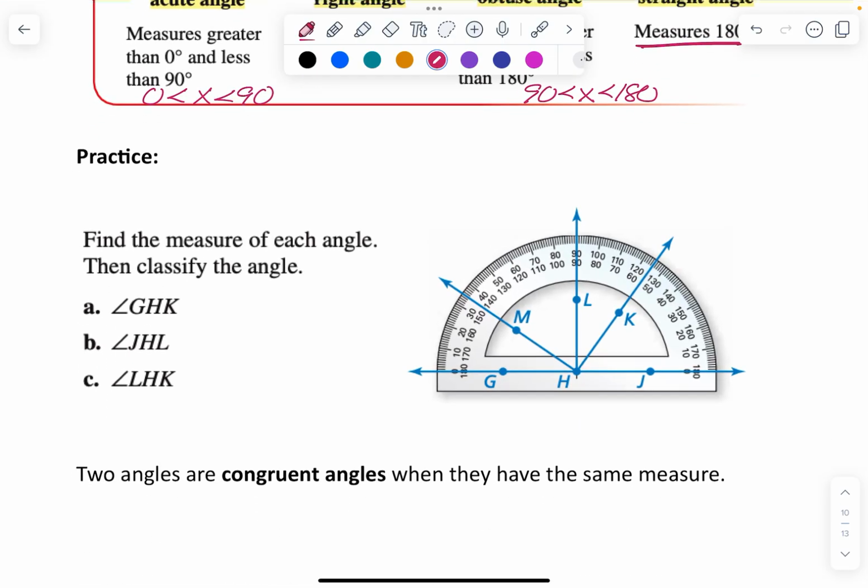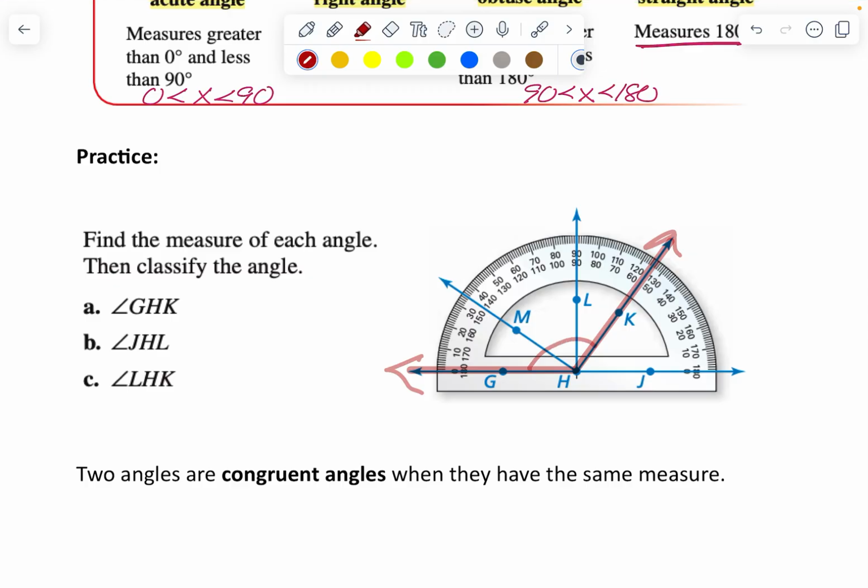So I'm going to use my highlighter, I'll keep it on red, to highlight the angle here. So G, see that's one side. Oh, I need to make my highlighter bigger. Let's try that. So G, H, K. So it's this angle right here, and we can see it is bigger than 90. So we're measuring this angle right here.